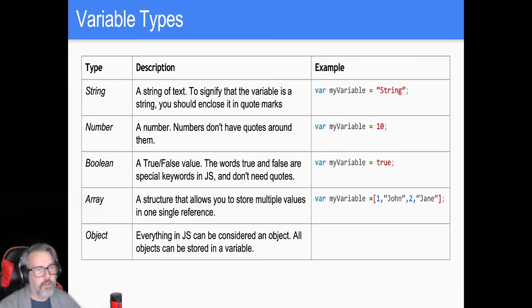An array is just a list. So you can store more than one value. Arrays go in brackets over here like this. Over here we have numbers and strings. And you can make variables that will do a lot of different things. And then we have objects. Everything in JavaScript is considered an object. All objects can be stored in a variable. So when you think about JS objects, basically anything in JavaScript is an object.